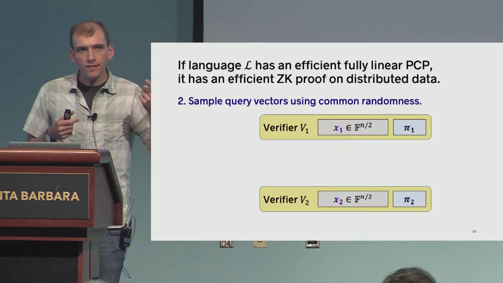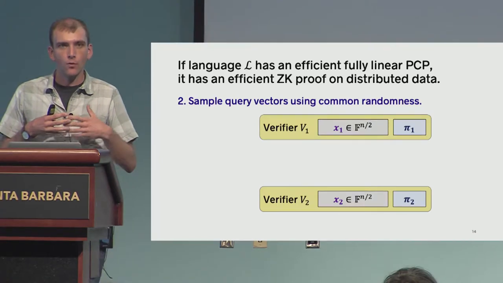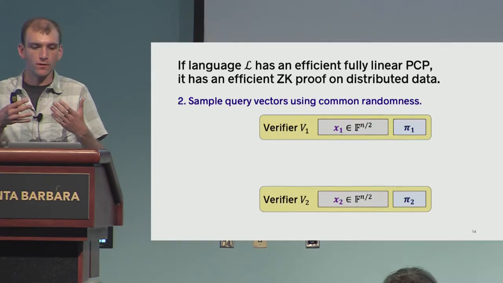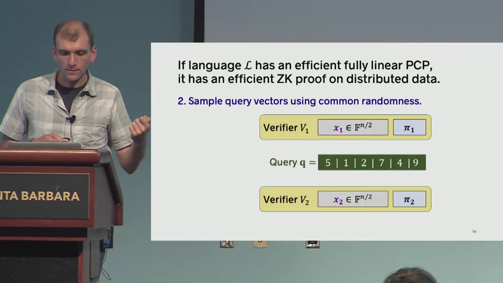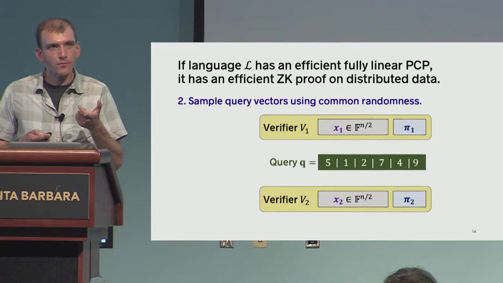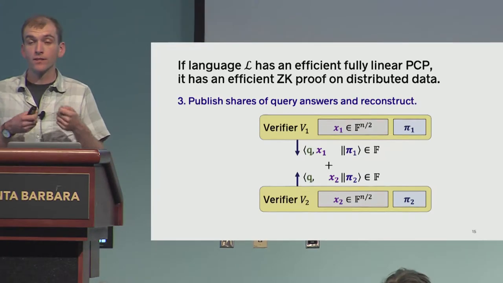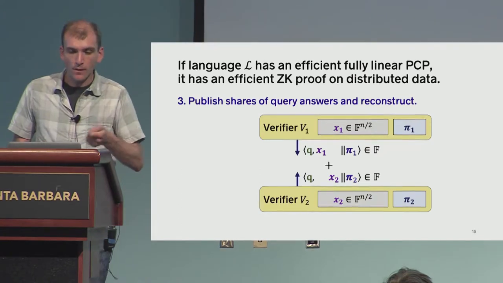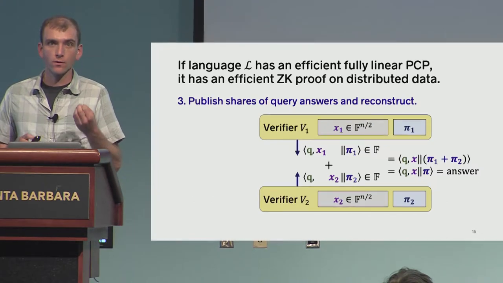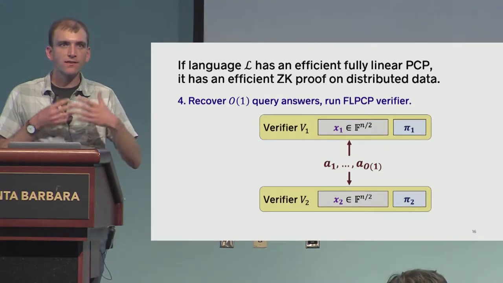So at this point, the verifiers now have a piece of the input, and they have a piece of the proof. And what they want to do to check the proof is essentially simulate the process of asking these queries to the linear PCP proof oracle. So what the verifiers will do is they'll use common randomness between themselves to sample a series of these fully linear PCP queries. And then, using the fact that they can compute, say, an inner product on secret shared data, the verifiers can publish shares of the answers to this query that the fully linear PCP proof oracle would have given. So what the verifiers essentially publish is the inner product of this query with their piece of the input and their share of the proof. Both verifiers do this, and by publishing these values, they can recover the answer to this query that the oracle would have given.